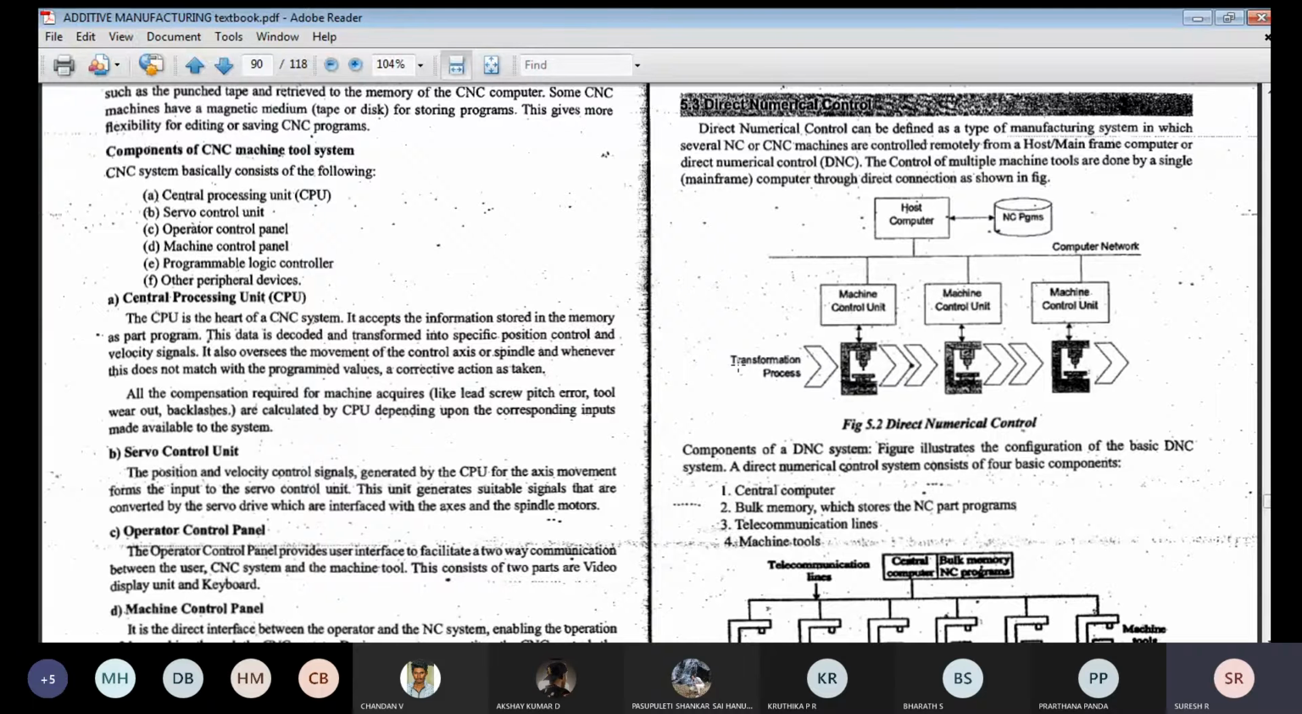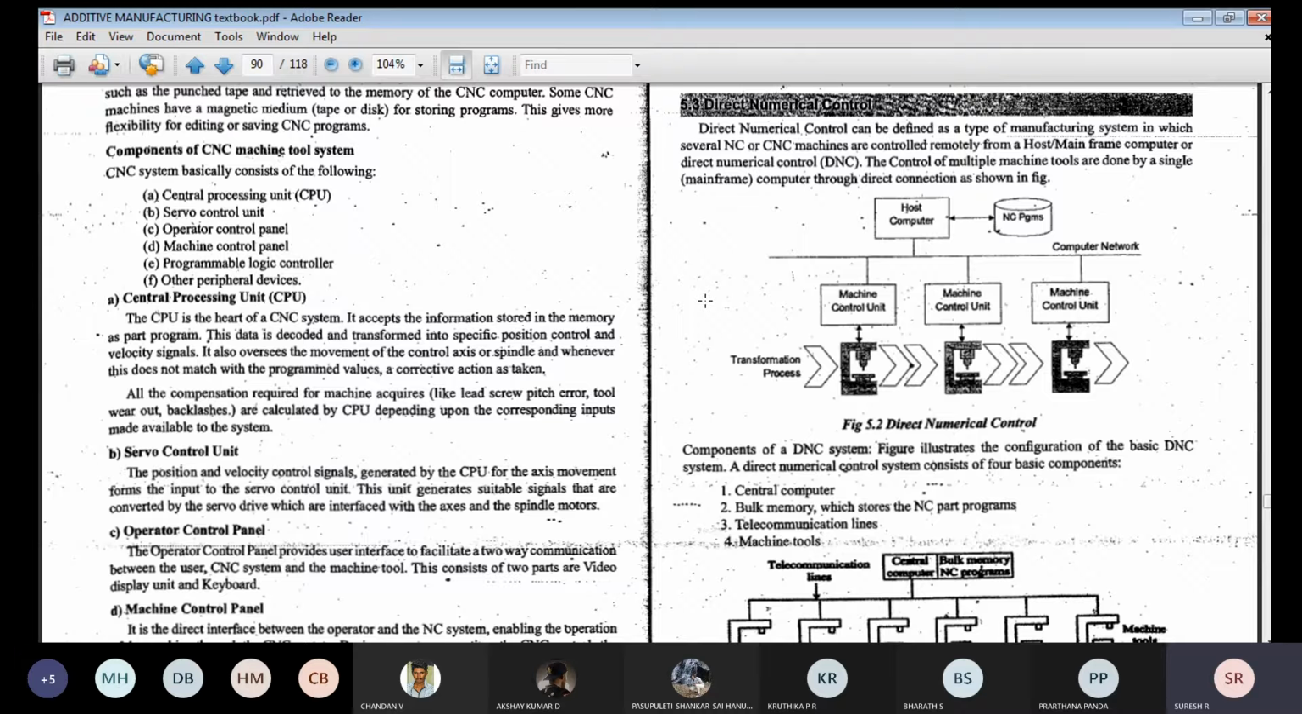Apart from that, remote control of operation is not possible in case of the CNC machines. By keeping some distance we can't operate the CNC machines, so we have to stand there and operate the CNC machines directly. Whereas the DNC machines make remote control of operations possible. Even from some distance we can do the operations with the help of the remote control in the direct numerical control. That is one major difference between the CNC machines and the DNC machine.